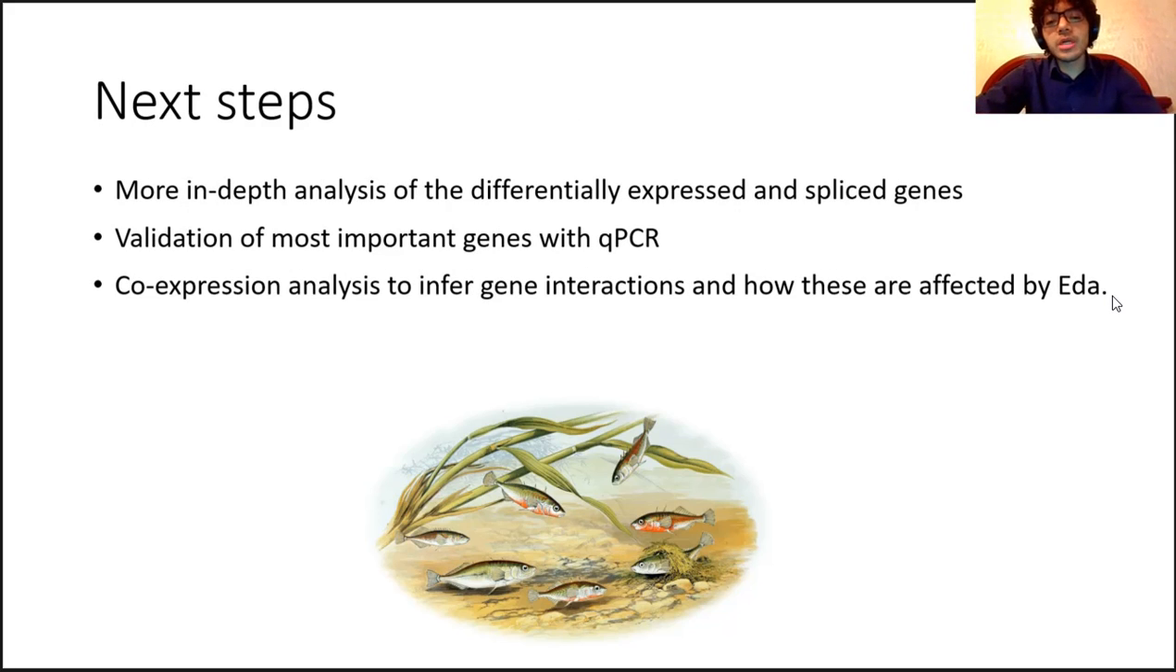Going from here, the next steps that we are planning to do are to look more in depth into this list of differentially expressed and spliced genes, try to identify exactly what genes they are, what pathways exactly they belong to, whether they are from the same pathways or not. We also want to validate the most important genes with real-time PCR, both for the differential expression and for the alternative splicing. And finally, do co-expression analysis to infer gene interactions and whether these are affected by the EDA haplotype.